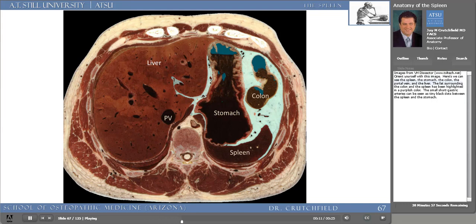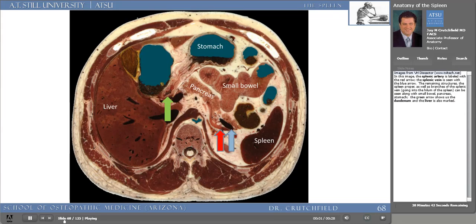The fat surrounding the stomach, colon, and spleen has been highlighted with a purplish color. The small, short gastric arteries can be seen as tiny black dots between the spleen and the stomach. In this image, the splenic artery is labeled with the red arrow. The splenic vein is seen with the blue arrow.